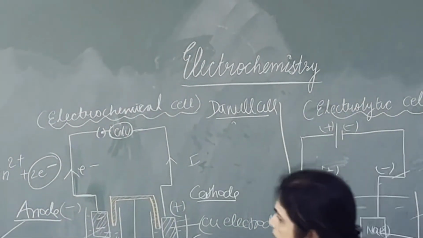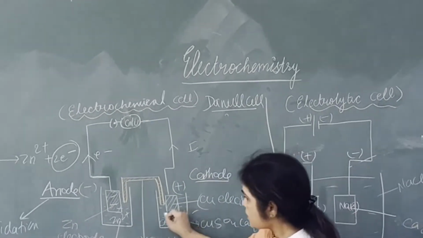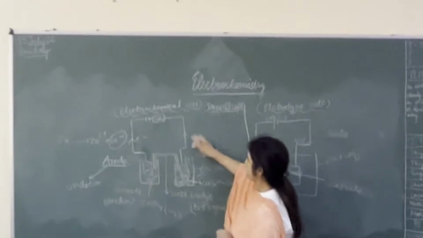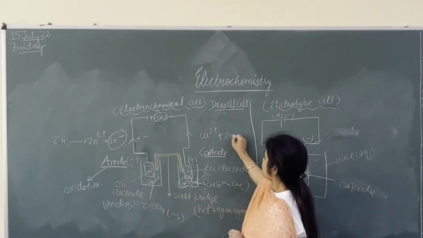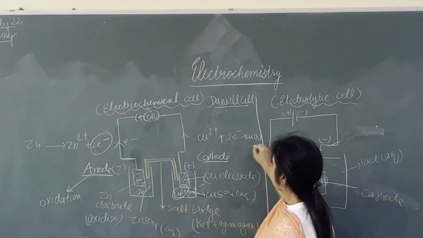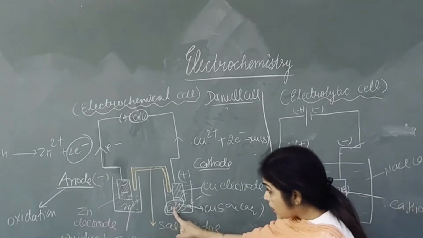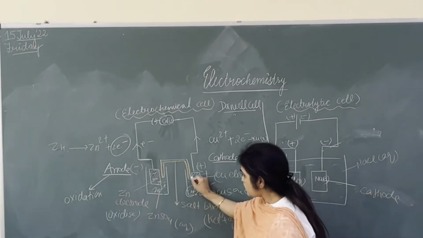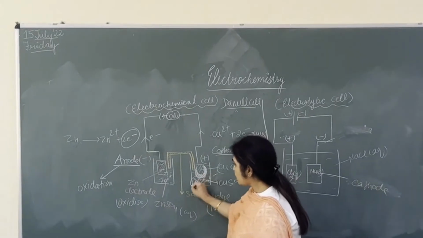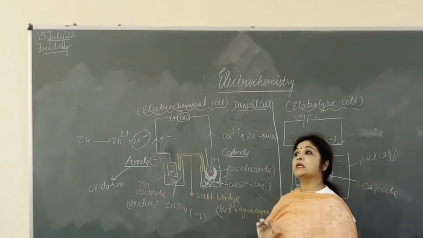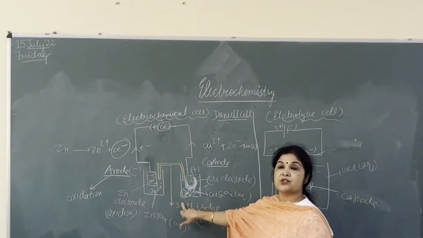So when electron is coming through wire into the solution, this copper 2 plus gains these 2 electrons to convert into copper solid. So in solution copper sulfate is there, but the copper 2 plus ion is deposited at this copper electrode. So what will happen? The concentration of copper 2 plus will decrease. Here zinc ion increases and here copper 2 plus concentration decreases.